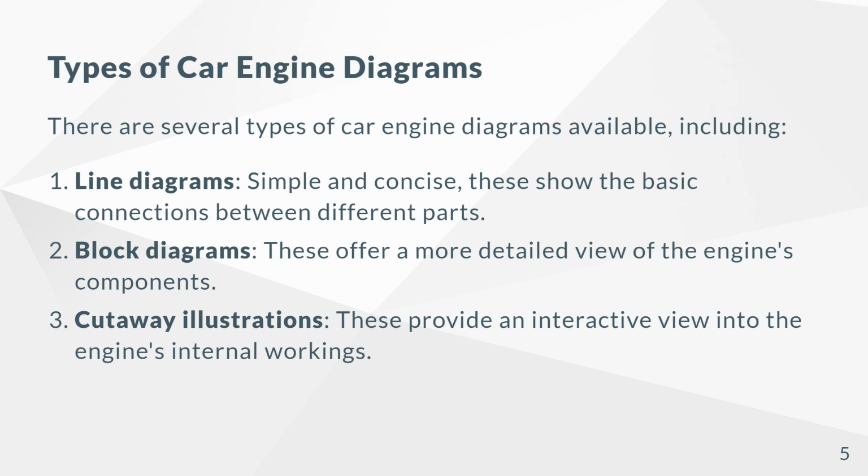Car engine diagrams come in different forms to help explain how an engine works from various perspectives. There are line diagrams, which provide a simple overview of the components and their connections. Block diagrams offer more detail by breaking down the engine into its individual parts. Lastly, cutaway illustrations give you an interactive view inside the engine, allowing you to see how it's constructed.